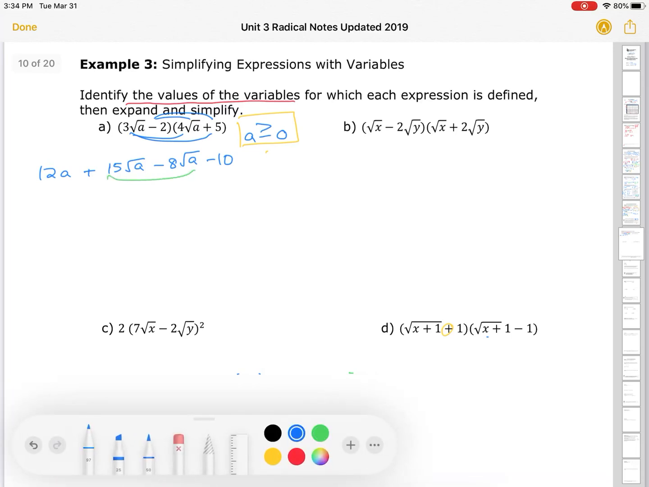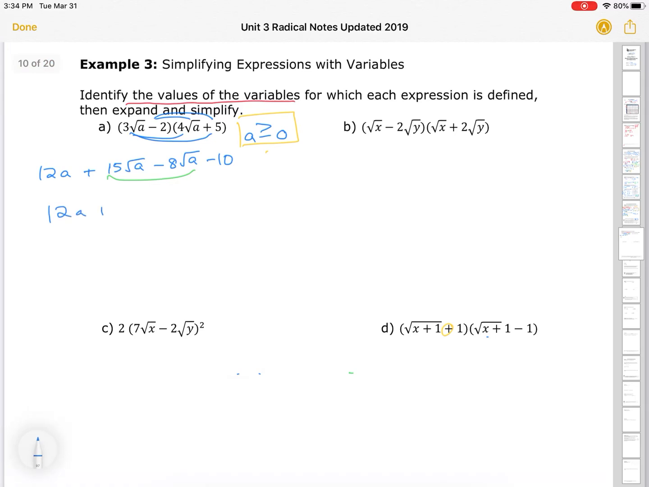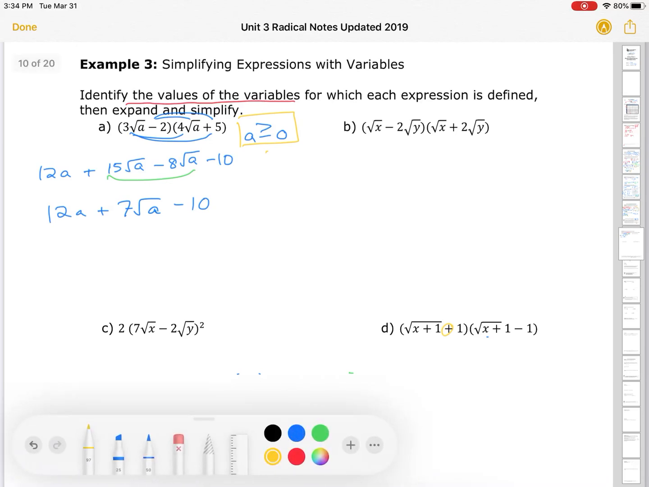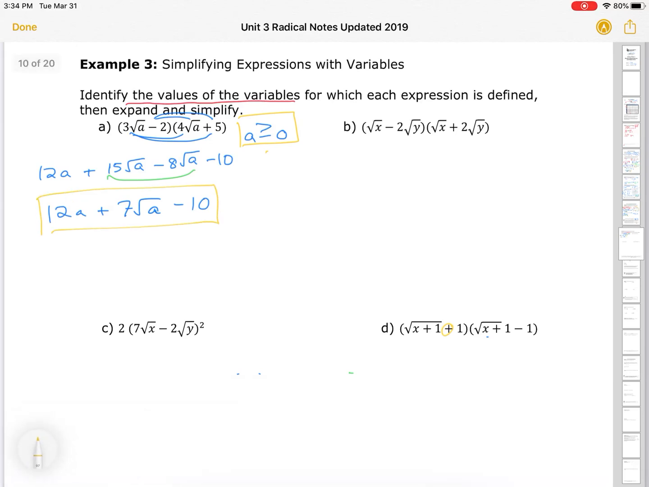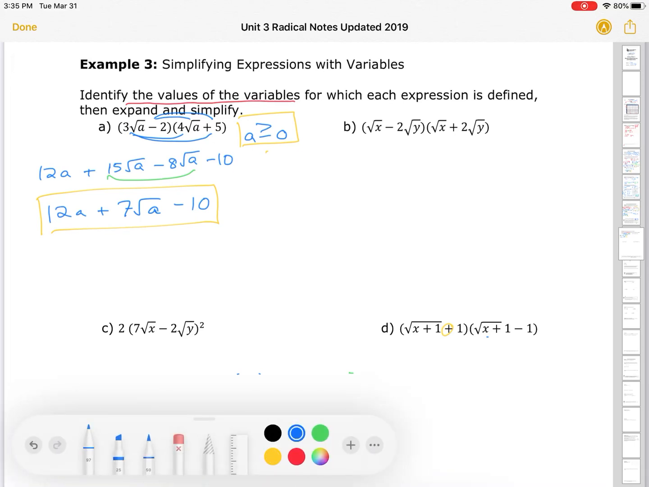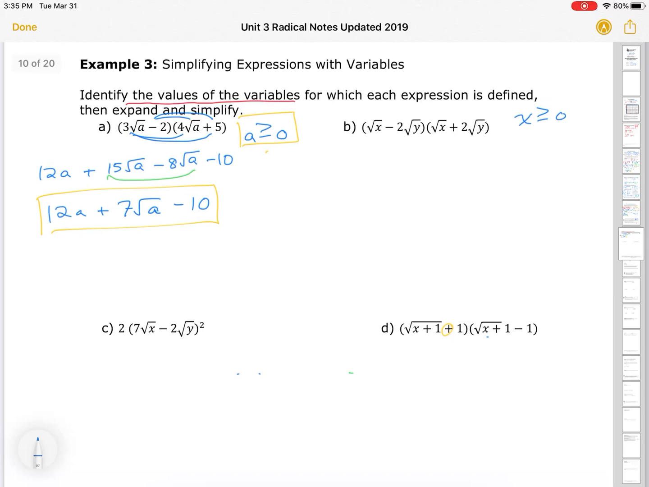Now, I need to combine my like terms. I have similar terms because I have 2 root a's there. So 12a plus 15 root a minus 8 root a. I'm left with 7 root a. And I have my minus 10. Now, I have no more like terms, so that is my simplest form. Okay? So this next one here, we're going to identify the values of the variable. So x needs to be greater than or equal to 0, and y needs to be greater than or equal to 0 because they're both in the radicand and I can't have the negative there.